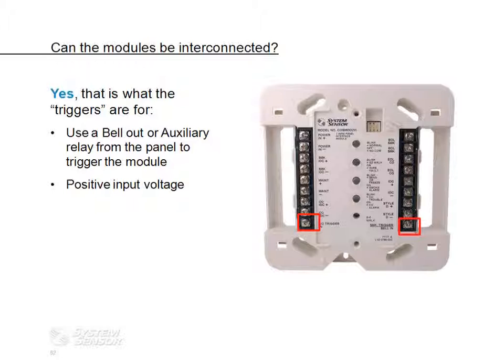What the triggers need is a positive input voltage from an aux relay on the panel. So if one module goes into alarm, you would trigger another module by using an aux relay on the panel, and then put a positive voltage to those trigger inputs. Or in the case of smoke, you could use a bell out from the panel to trigger the smoke side. Again, all detectors on that loop would sound either in temporal 3 for smoke or temporal 4 for CO. So by interconnecting the modules, you can really create a whole house interconnection scenario.